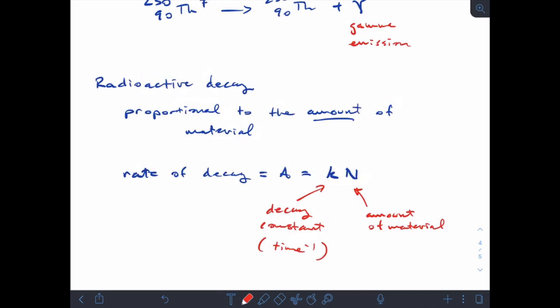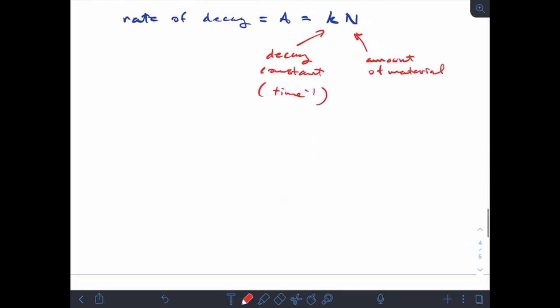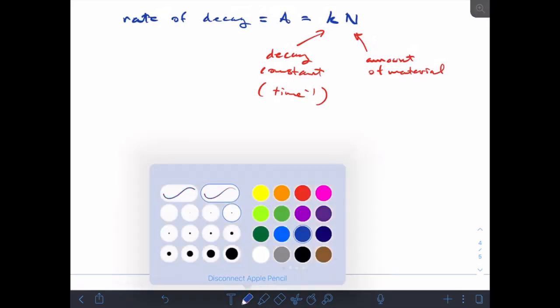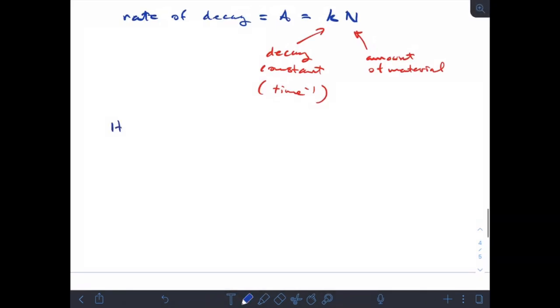Okay, so we're going to revisit an old friend from a previous chapter, and that is half-life. Remembering that half-life is the time it takes for 50% of the material to disintegrate.